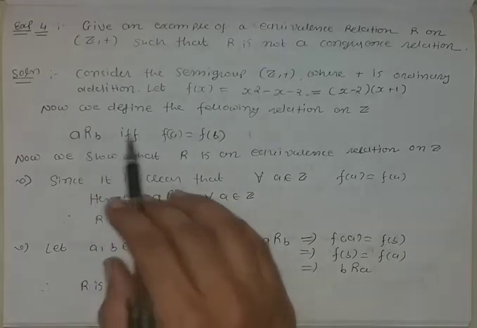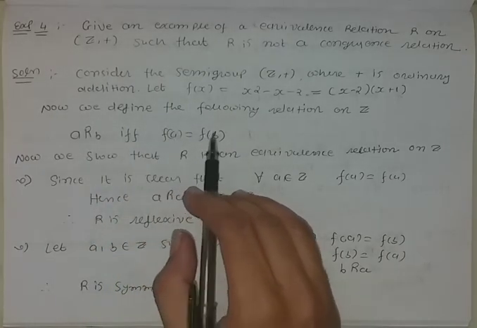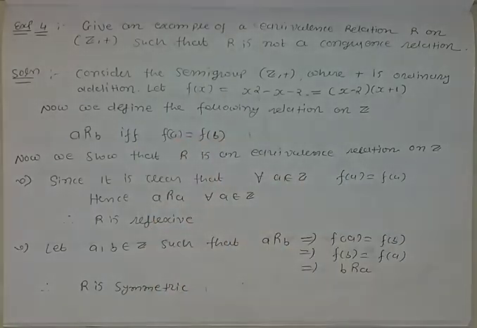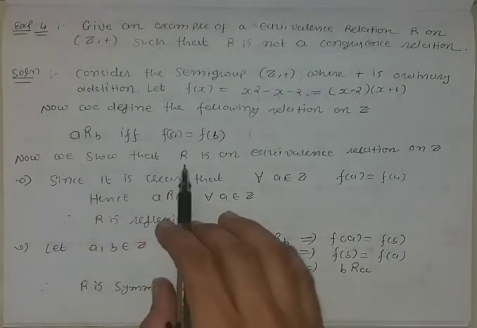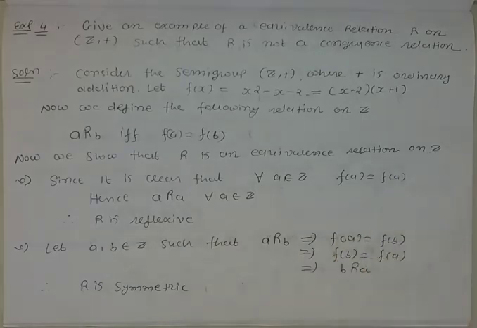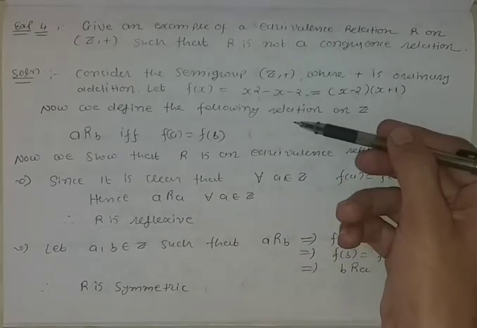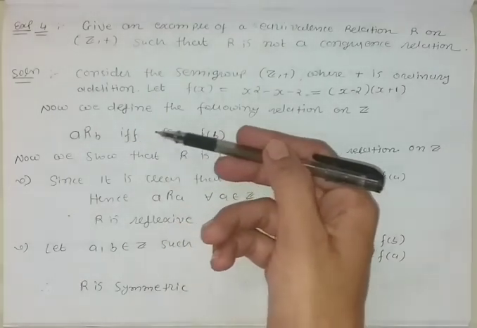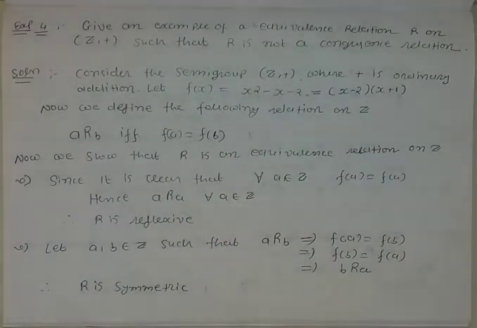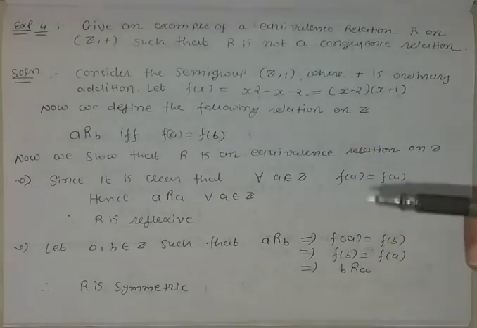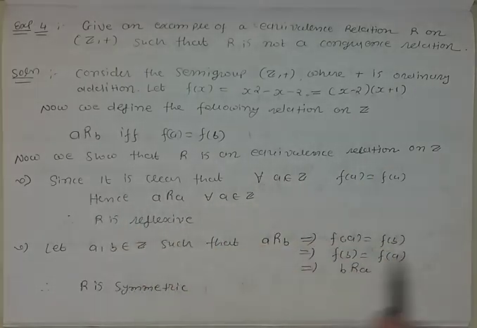That means the images of A and B are same whenever they are put in this polynomial. The values of A and B are same in this polynomial. Now we saw that R is an equivalence relation on Z. We have defined the relation: A is related with B if and only if f(A) is equal to f(B). What is our aim? Our aim is to show that this is an equivalence relation but not a congruence relation. So first of all we show that this is an equivalence relation on Z.